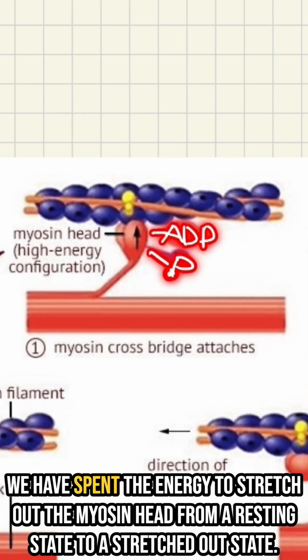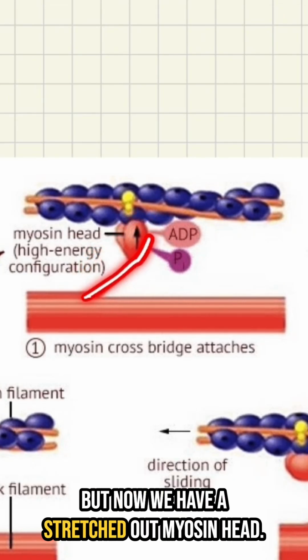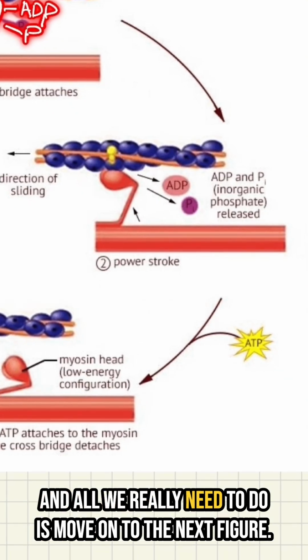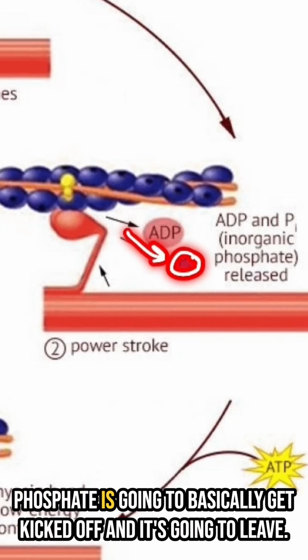We have spent the energy to stretch out the myosin head from a resting state to a stretched out state. But now we have a stretched out myosin head. We have ADP and P connected. And all we really need to do is move on to the next figure. In class, I mentioned one of the first things that happen is that phosphate is going to basically get kicked off and it's going to leave.